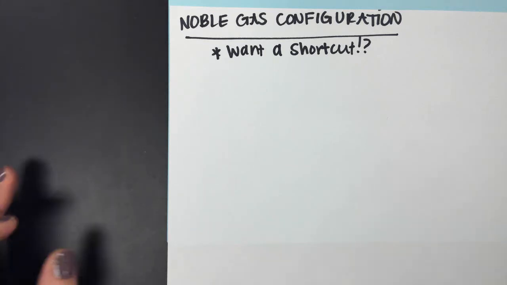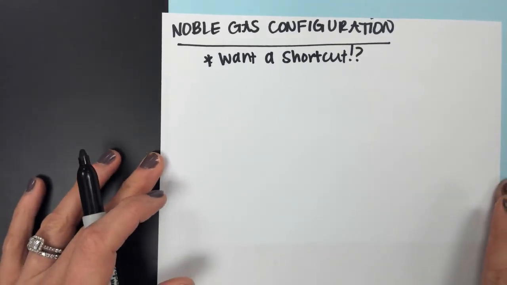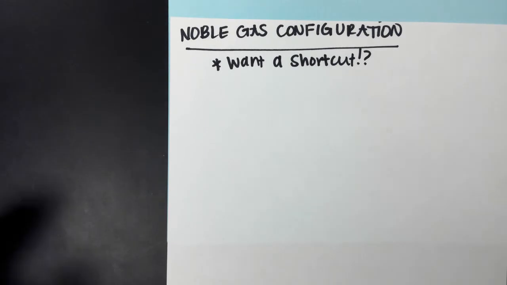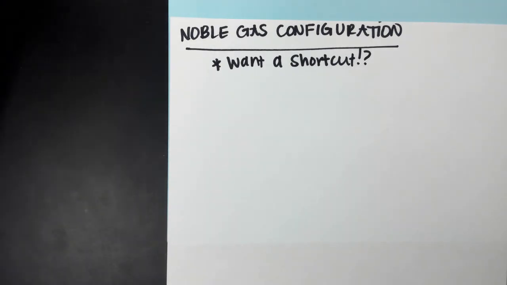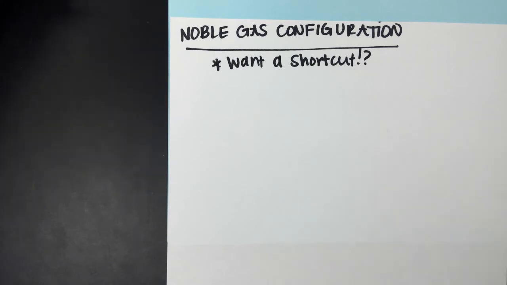Alright guys, so you have learned so much. You've learned all of the hard stuff. The next few concepts that I'm going to teach you are either shortcuts or just variances of ways to show electron configuration. None of which are as long as full electron configuration or orbital diagrams.